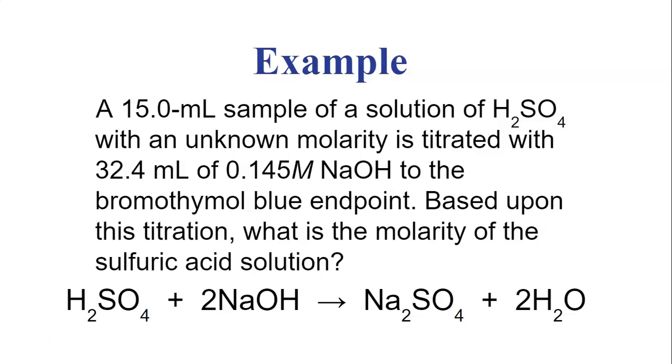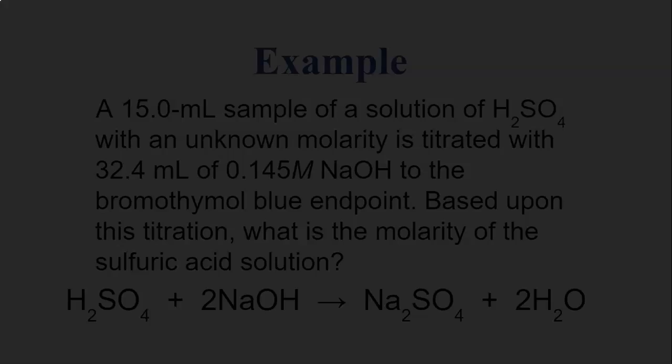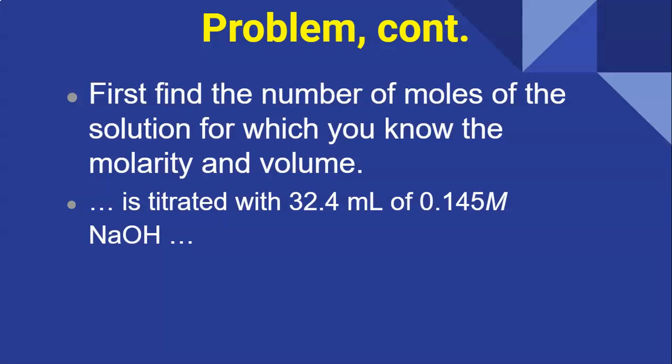So here is my reaction. Again, I need a balanced equation. So H2SO4 plus 2 NaOH yields Na2SO4, or sodium sulfate, plus 2 H2O. So the first step is to find your number of moles. So solve for moles. You have molarity, so you can solve for moles of your base, because you have your molarity and you have your volume, right? So molarity equals moles over liters, okay?